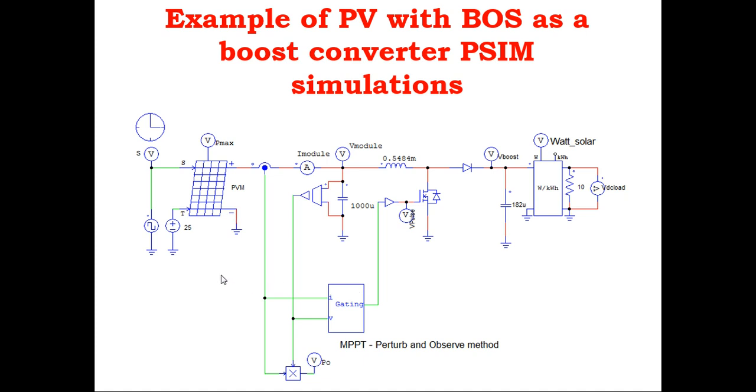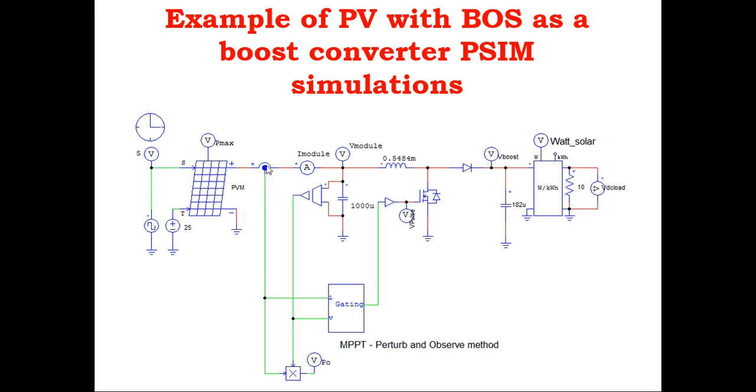So the block diagram of the system is like this. This is the photovoltaic part. These are the sensor parts. This is our boost converter. Watt solar is the wattmeter, that is the power drawn by the load. And this fourth stage is the load section.